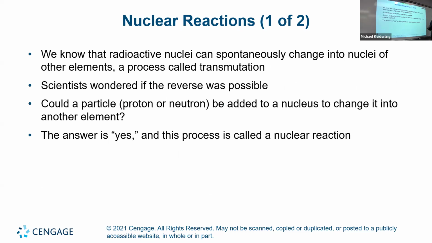We know that radioactive nuclei can spontaneously change into nuclei of other elements. This is a process called transmutation. Scientists wondered if the reverse was possible. Could a particle, a proton, or neutron be added to a nucleus to change it into another element? And the answer to this is yes. And this process is called the nuclear reaction.